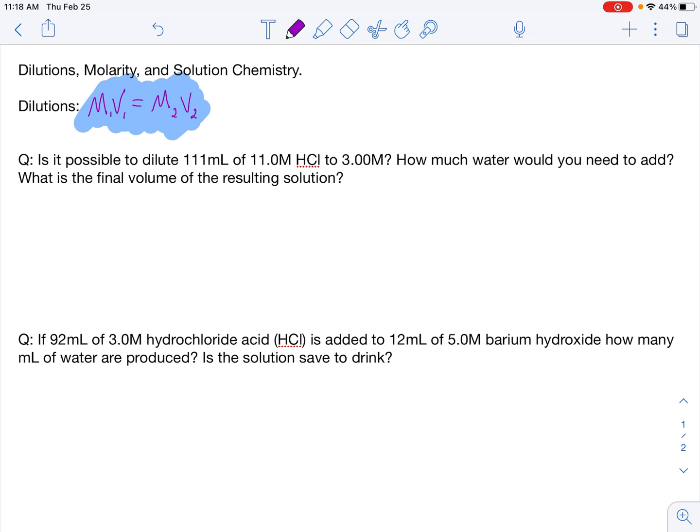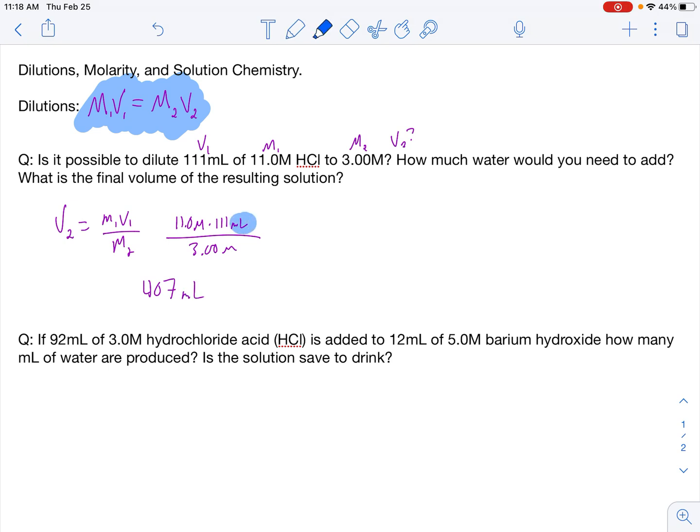So we have some initials here. This would be M1, this would be V1, this is going to be M2, and we're looking for V2. So go ahead and solve for V2. V2 is going to be equal to M1V1 over M2. We plug in our values here. We have 11 molar times 111 milliliters divided by 3.00 molar. That gives us an answer of 407 milliliters.